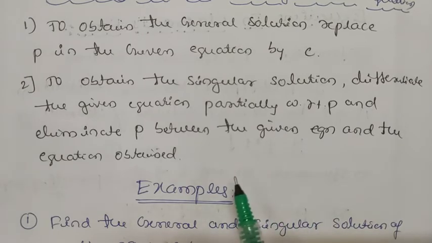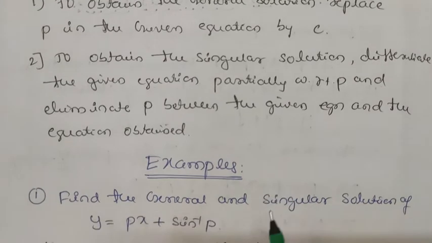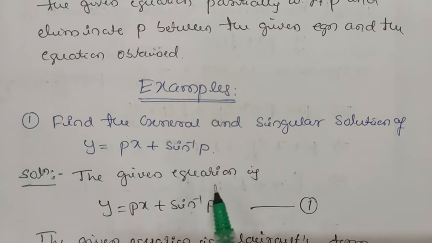So you will get the singular solution. Only 2 points you have to remember. It's very easy. Let us take one example so that you can understand it very easily. Find the general and singular solution of y equals px plus sine inverse p.